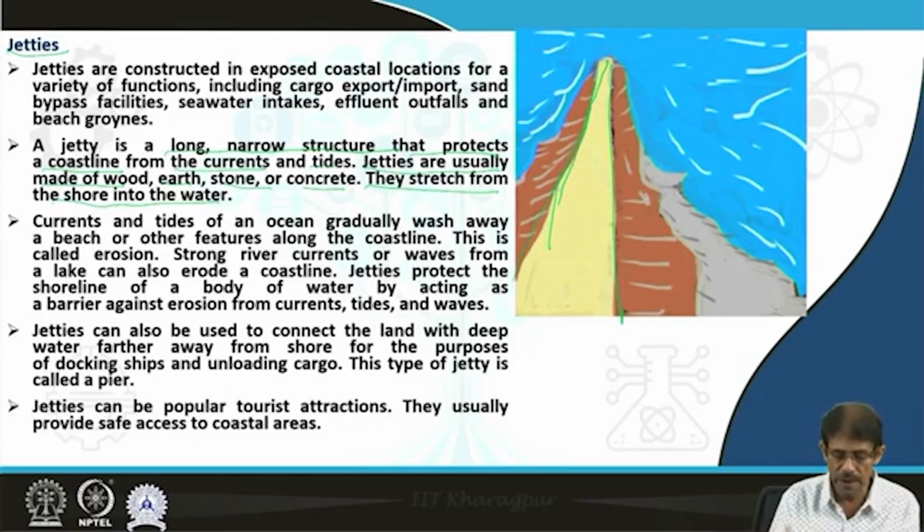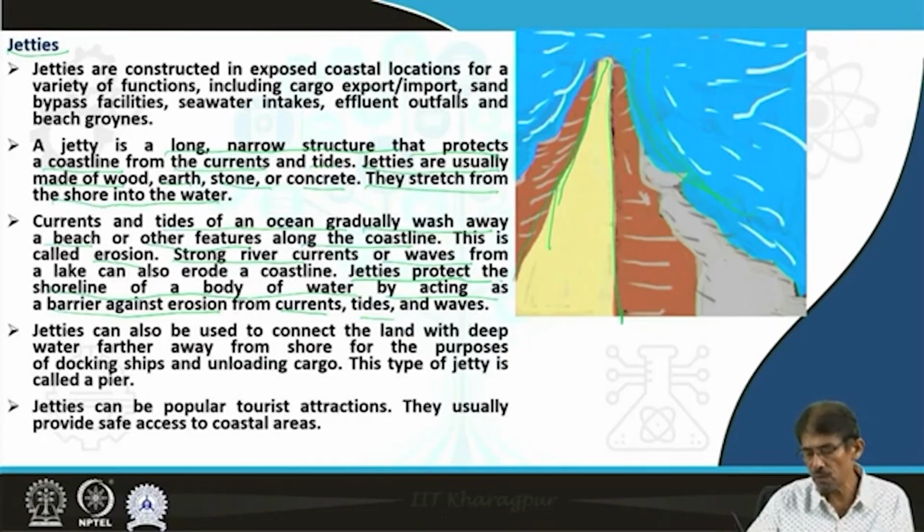Currents and tides of an ocean gradually wash away a beach or other features along the coastal zone, and this is called erosion. Strong river currents or waves erode the seashore. A jetty protects the shoreline of a body of water by acting as a barrier against erosion from currents, tides or waves. The jetty is a breakwater structure, a wave diverter structure.